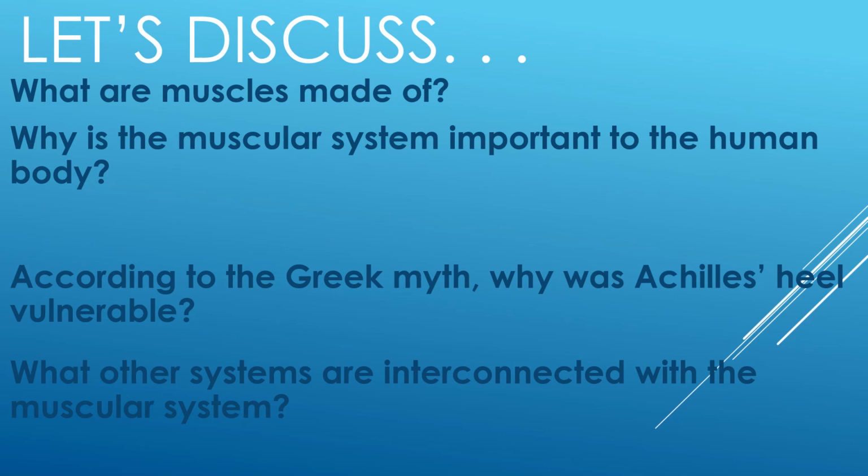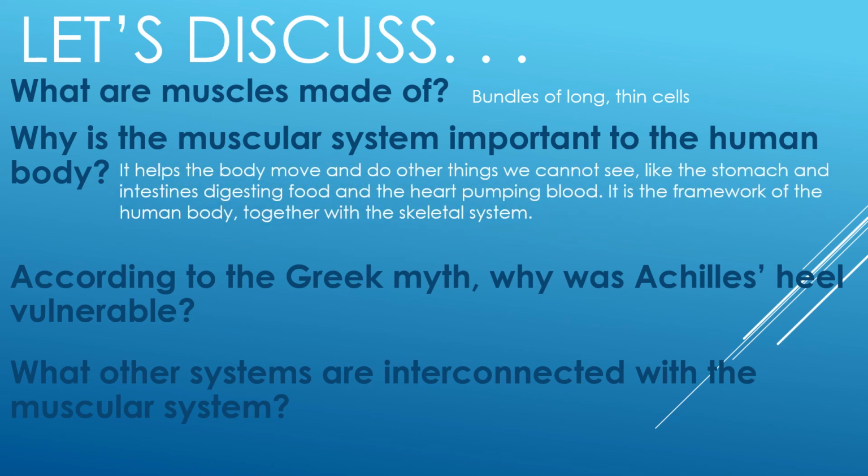So let's discuss now that we've finished reading. What are muscles made of? They are made of bundles of long, thin cells. Why is the muscular system important to the human body? It helps the body move and do other things we cannot see, like the stomach and intestines digesting food and the heart pumping blood. It is the framework of the human body, together with the skeletal system.